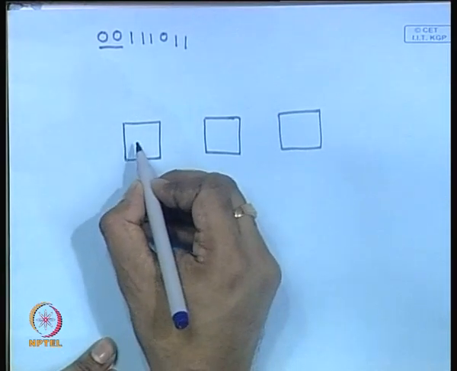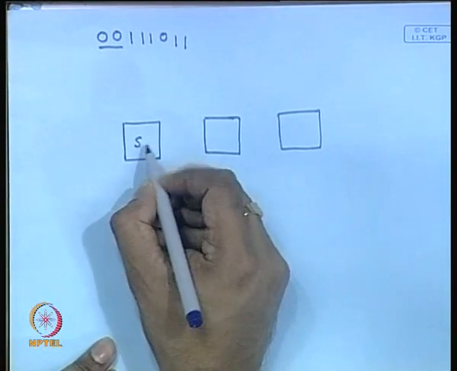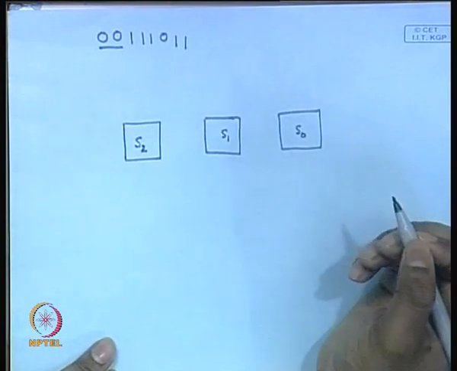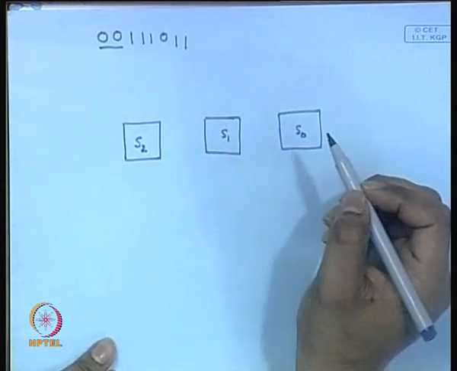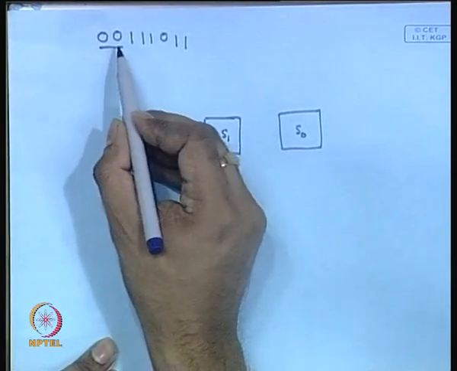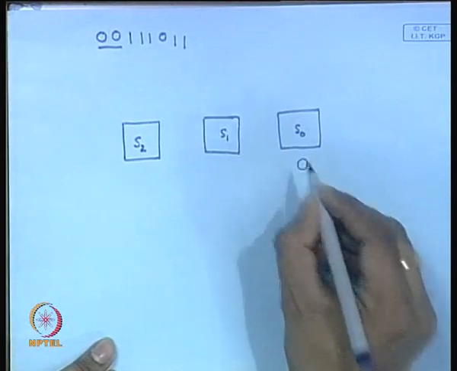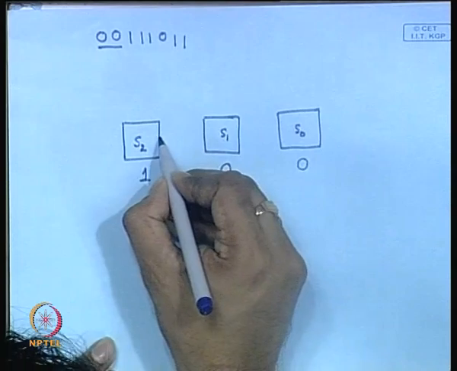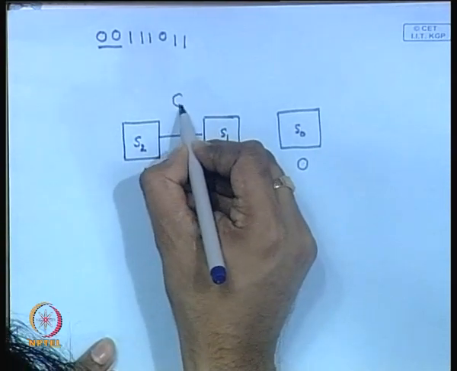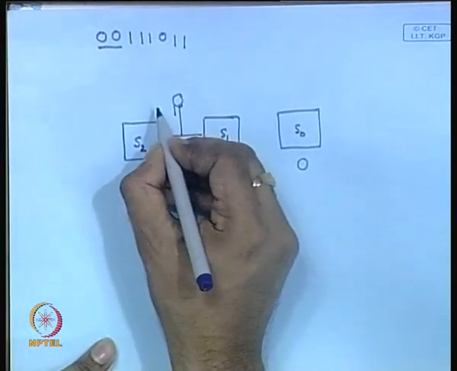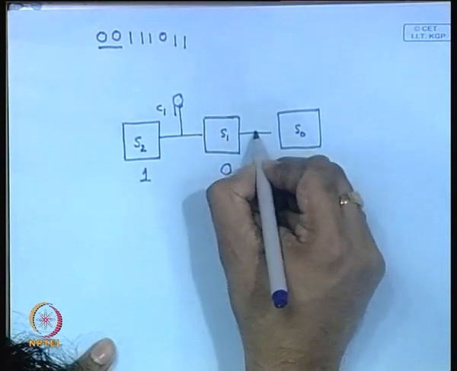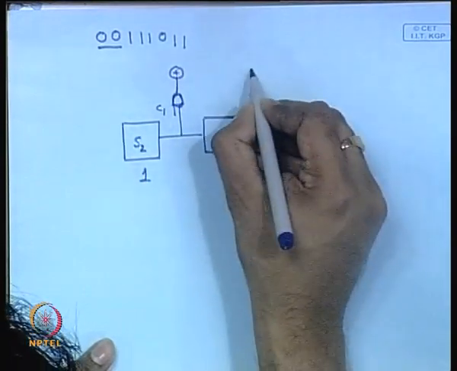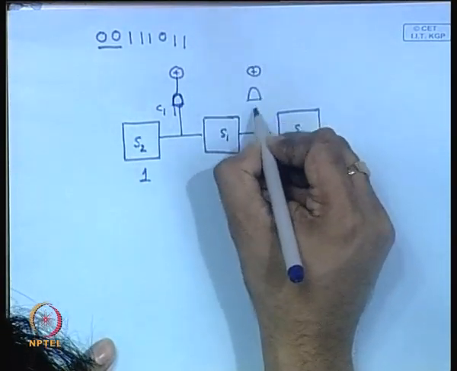We call them S2, S1 and S0, and let us try to generate 0 0 1. If it is 0 0 1, the first thing that comes out is 0, then again 0, and then you have 1 here. What you need to figure out is whether this particular connection is present or not. So, what is the corresponding value of C1? This is an AND gate. There is an XOR here, an XOR here, and an AND here.